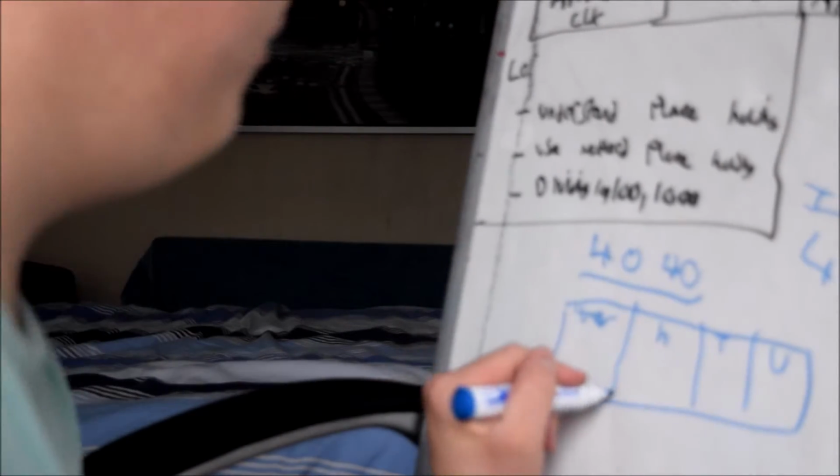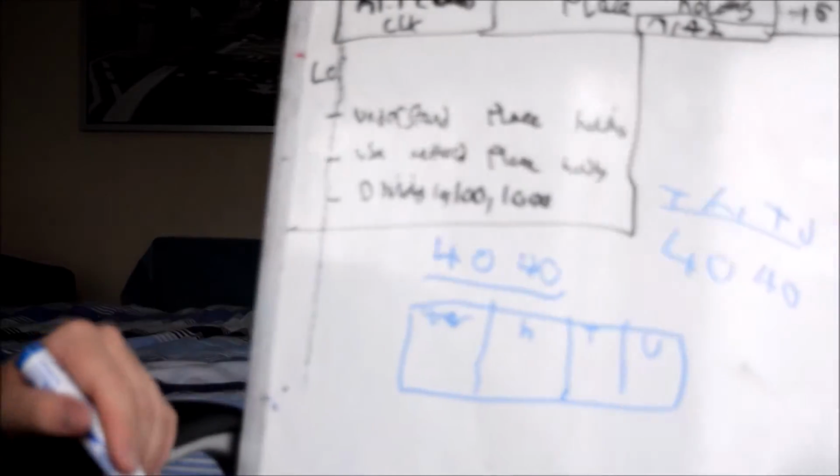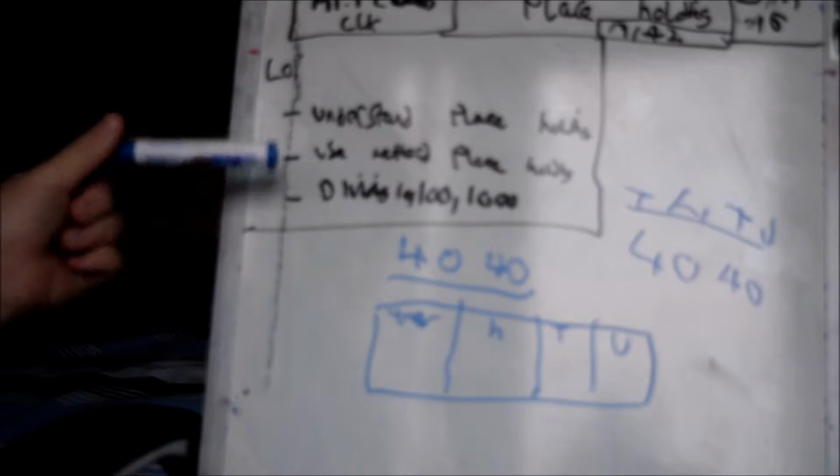Okay, so let's look back at the learning objectives for this lesson. Today's lesson we're going to understand place value, using methods for how to do that, and dividing tens, hundreds and thousands if we get some time a little bit later on.